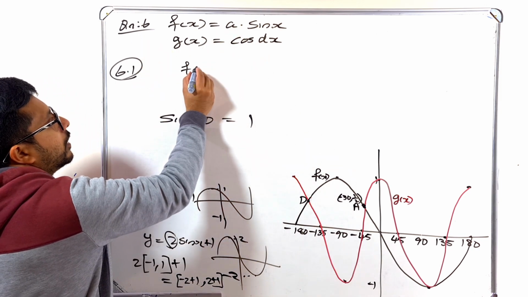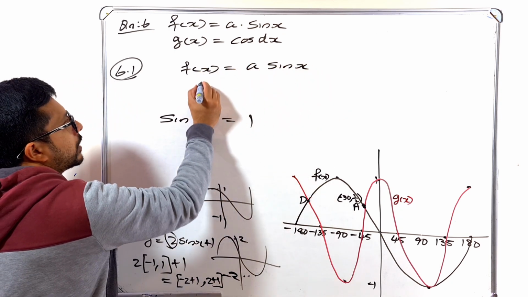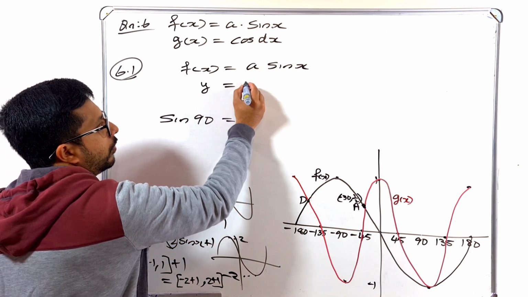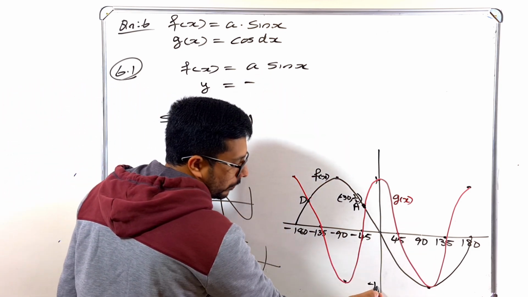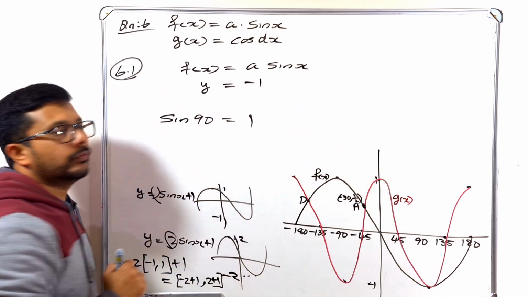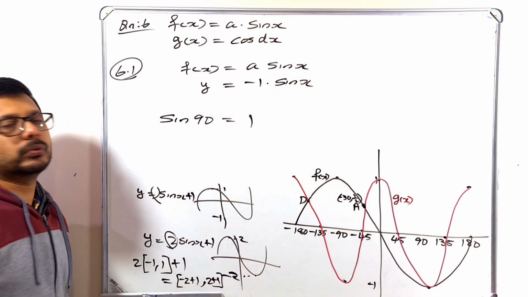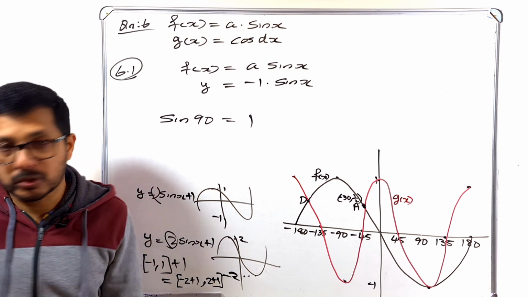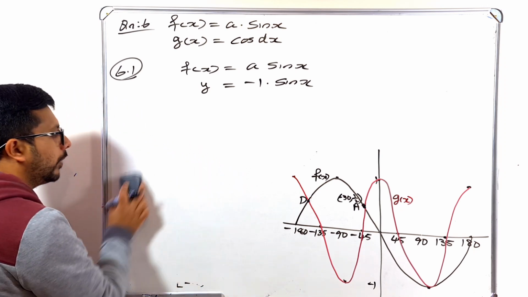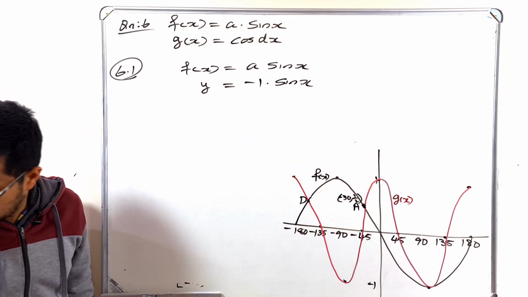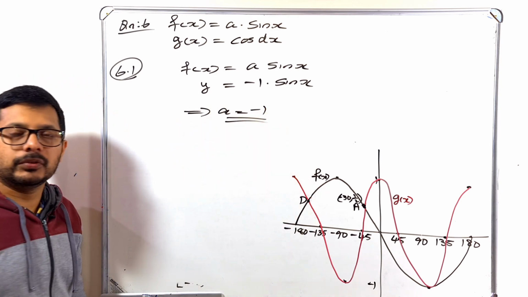So let me write it like this: f of x is equal to a sin x. So f of x is the same as y is equal to a sin x. Now we know the range is -1 to 1, so the value of a is 1, so 1 into sin x. The question is to find the value of a and d. So the value of a is -1. There we got the value of a.